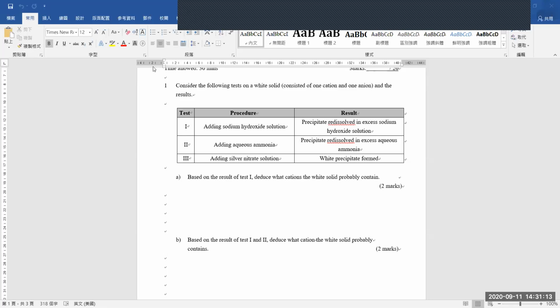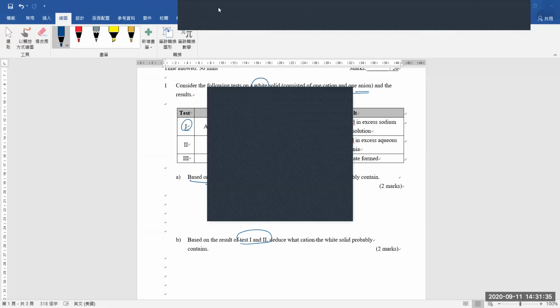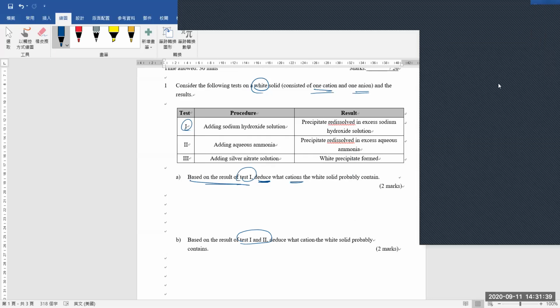So question 1, consider the following test of the white solid. Can you see that? It consists of one cation and one anion, and the results are shown below. Based on the results of test 1 only, can you deduce what cations the white solid probably contains? So just like last time, I would like to call upon the students to tell me your understanding one by one. Okay? Chen Wang, you were the first one.